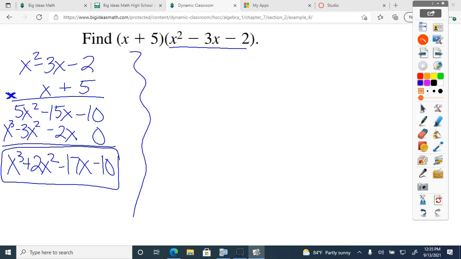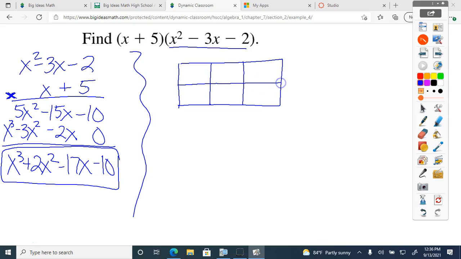If we wanted to do the table, we can, but your table's going to be a little bigger because it's not a 2 by 2 anymore. It's a 2 by 3. So x plus 5 here, x squared minus 3x minus 2. So this way we're doing the table, but it's the same process.